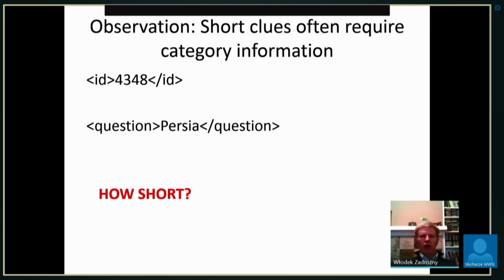So the problem that we can ask is how short, okay? How many characters should the question be that would require category information? Obviously, very short questions require the category information. A very long question usually does not. What is the optimal size of the question where we would like to include the category information when doing a search or doing lexical answer type detection?